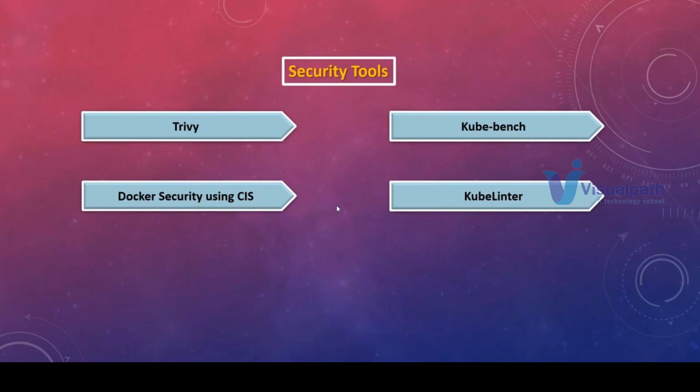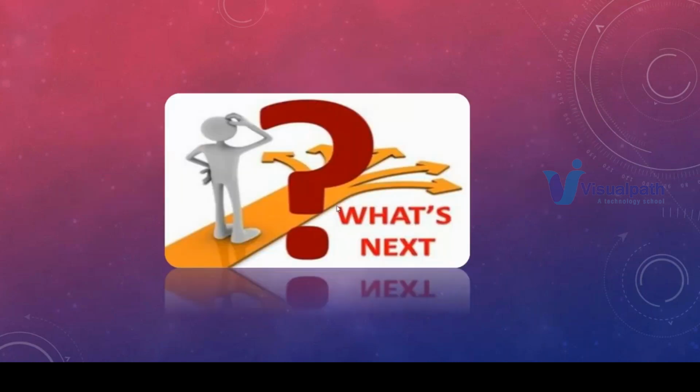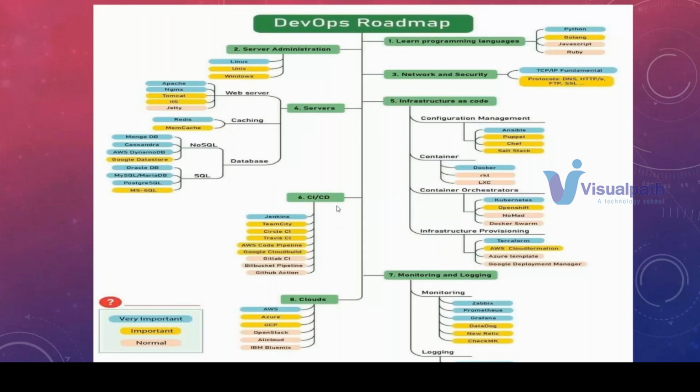Okay, and after this is done, let us understand what our DevOps roadmap is. If I need to be a DevOps engineer or DevSecOps engineer, additionally, what is the plan, or what career plan do I have to take care of? In that, we have to concentrate on server administration, servers, CI/CD, cloud, monitoring and logging, infrastructure as code, network and security, and programming language.